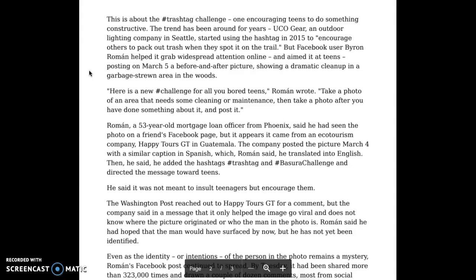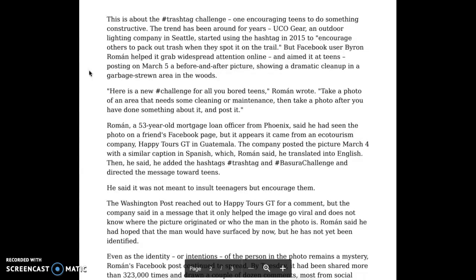The trend has been around for years. UCO Gear, an outdoor lighting company in Seattle, started using the hashtag in 2015 to encourage others to pack out trash when they spot it on the trail. But Facebook user Byron Rahman helped it grab widespread attention online and aimed it at teens, posting a March 5th before and after picture showing a dramatic cleanup in a garbage-strewn area of the woods. "Here is the new hashtag challenge for all you bored teens," Rahman wrote. "Take a photo of an area that needs some cleaning or maintenance, then take a photo after you have done something about it and post it."